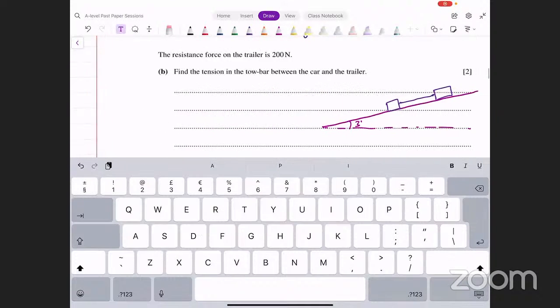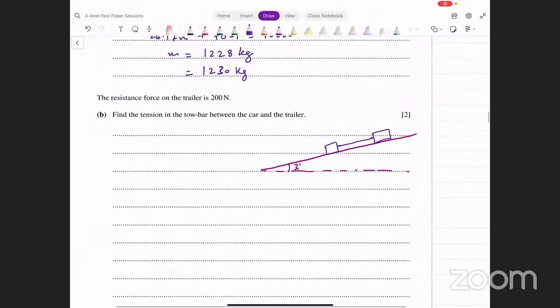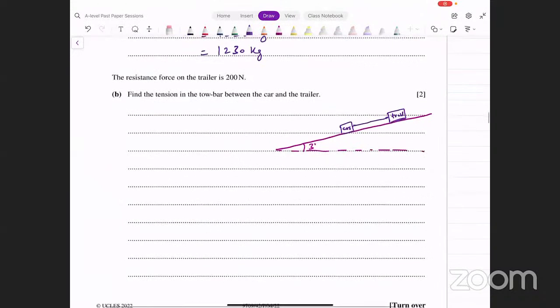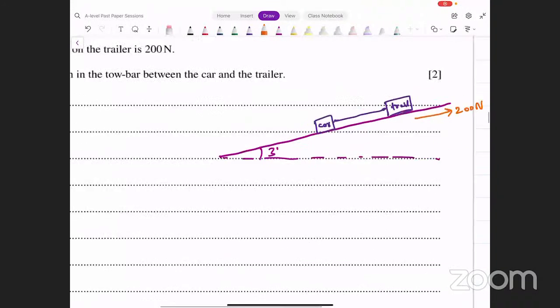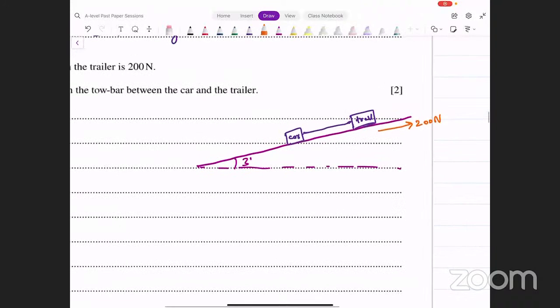Okay. So this is what we have. We've got the car and the trailer. This is the trailer. And this is the car. Now what forces do we have acting on them? अगर हम उसने आपको बताया resistance force on the trailer is 200 न्यूटन, तो अगर ट्रेलर का सोचें तो ट्रेलर के ऊपर एक तो फोर्स रेजिस्टेंस लग रही है, that's acting in this direction, that is 200 न्यूटन. Now remember, they are moving downwards, they're moving down the slope, नीचे की तरफ मूव कर रहे हैं, ठीक है? तो रेजिस्टेंस कहाँ पे लगेगी? उनको अपोज कर रही होगी. That's one force.